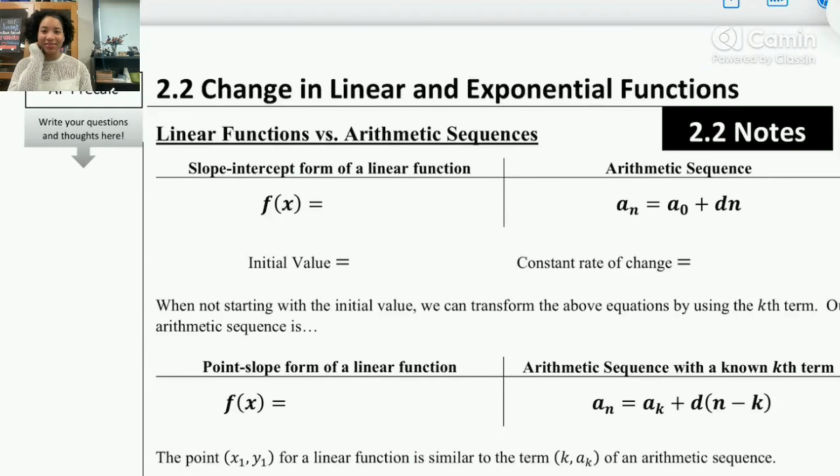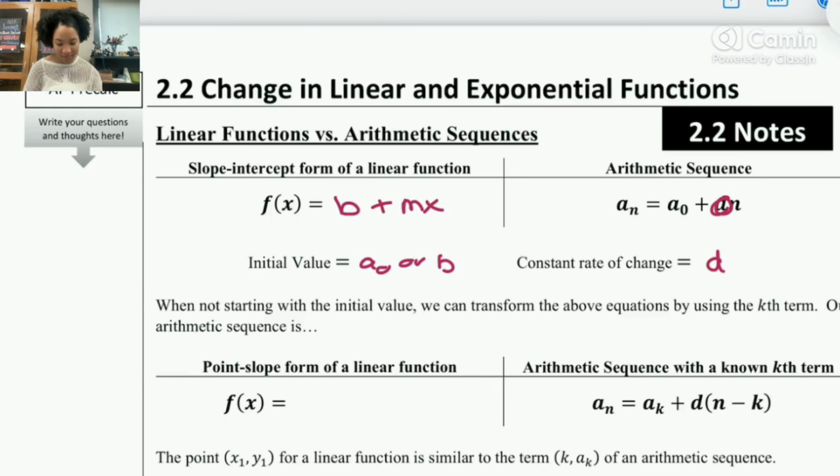So first, we're just going to start off with some notes, and we're going to start with the difference between linear and arithmetic sequences. So a normal slope-intercept form of a linear function is going to be b plus mx, and the initial value is a0, or in this case, b. The difference is with arithmetic functions or sequences, the d is going to be the constant rate of change. So the d is basically the same as the m in a linear function.